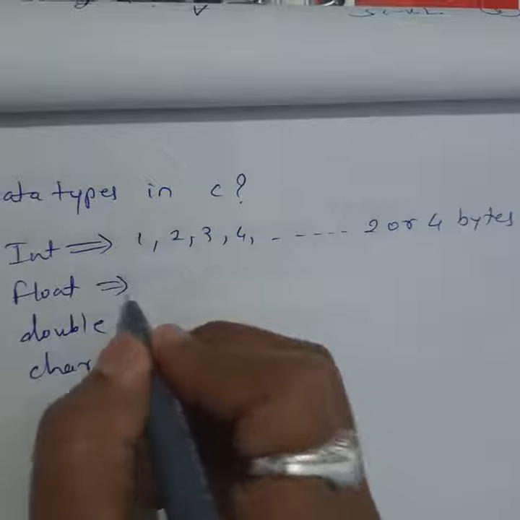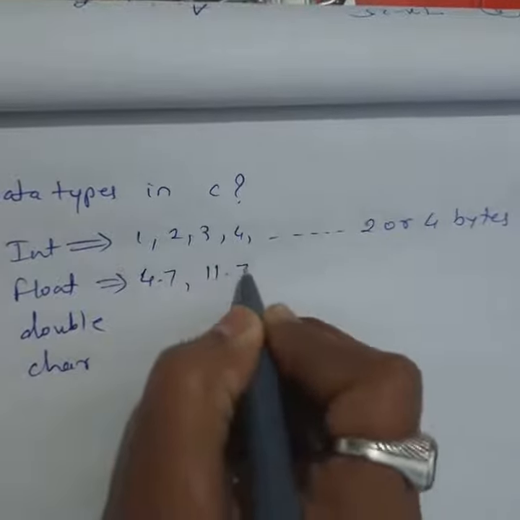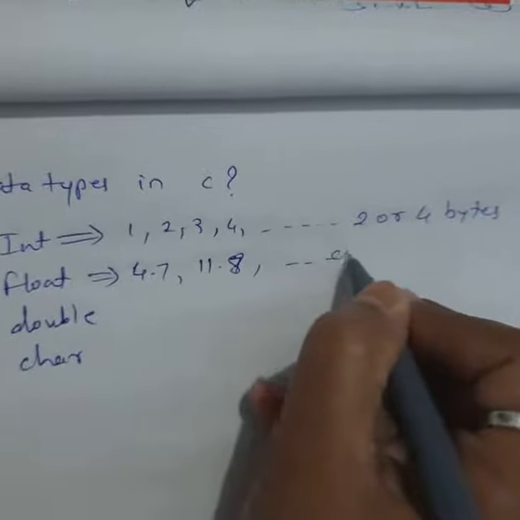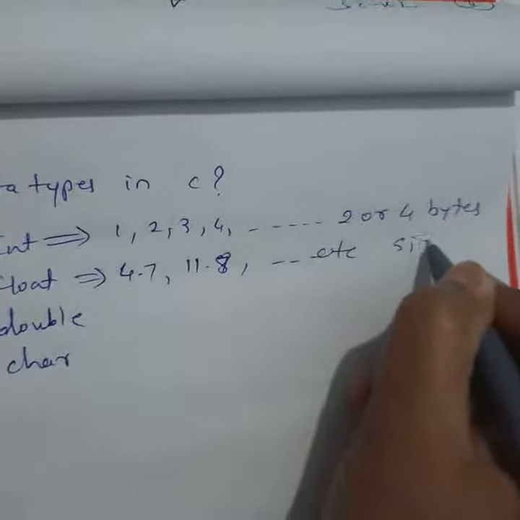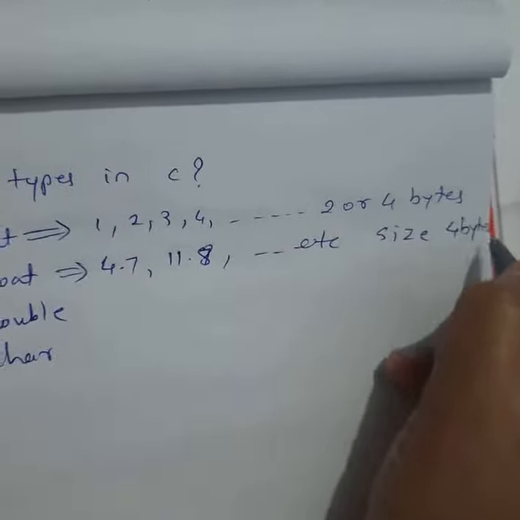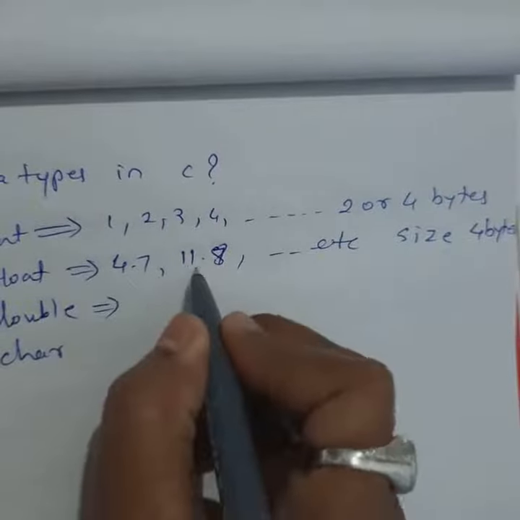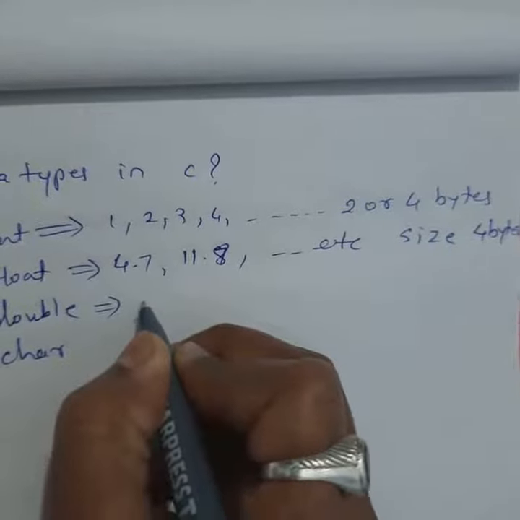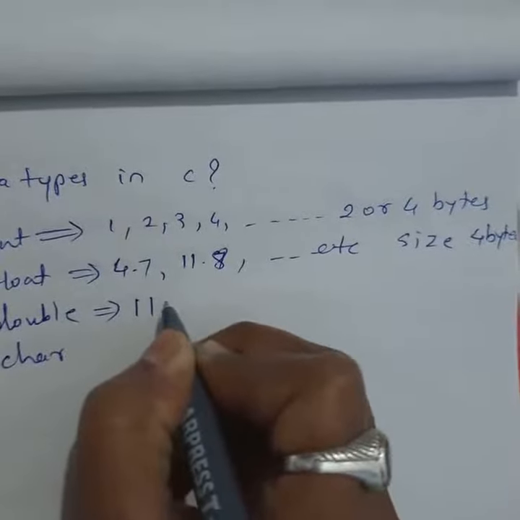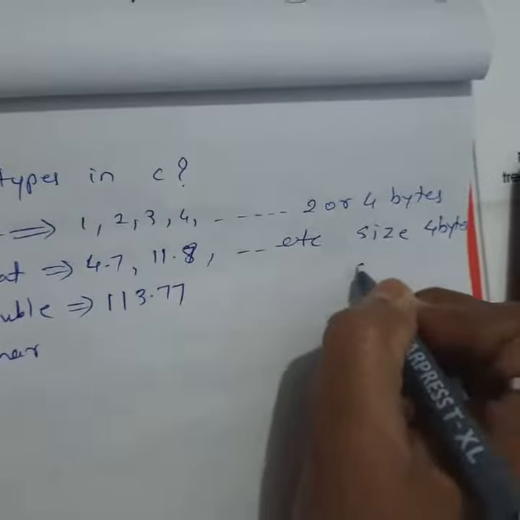The float data type includes decimal numbers, that is 4.7, 11.8, etc. The size of float is 4 bytes. After that, double will also store decimal values, but it stores big decimal values, and the size of double is 8 bytes.